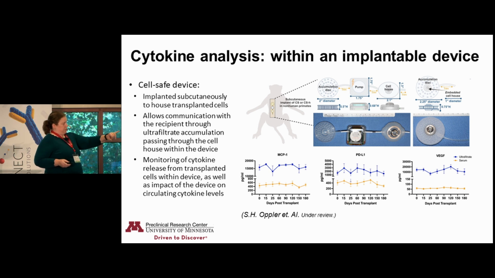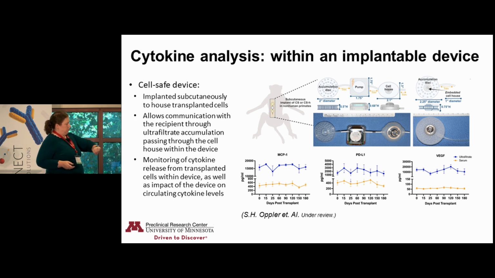It really doesn't matter. They can all go into the cell house. And then there's a pump in the middle and an accumulation disc, which is furthest to the left in that diagram. The accumulation disc will collect interstitial fluid, and the pump will pump the interstitial fluid through the cell house to sort of feed the cells, and then it will secrete insulin out of that. So what we wanted to know was what kind of cytokines the transplanted cells are expressing, and whether that is having an impact on the systemic inflammation.